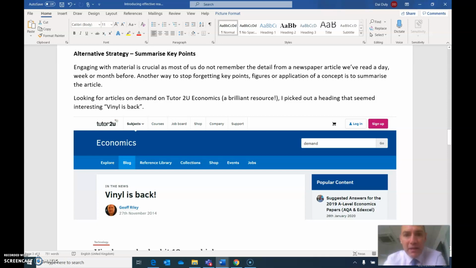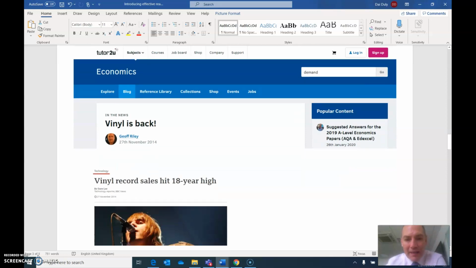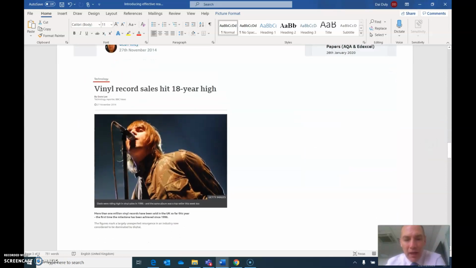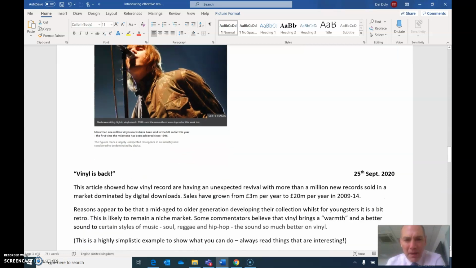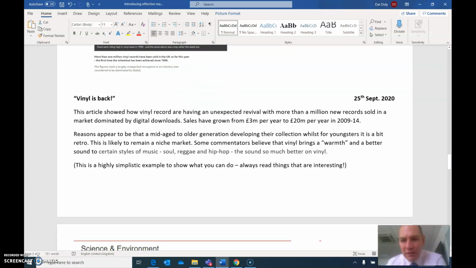I don't think this is as effective, but some of you might like this. And you find an article, in this one, vinyl is back. So it sounds interesting. Why are people buying vinyl records? And you can see I put in the heading on the left hand side, I put the date on the right hand side, and then I've gone into the article and then I've summarized. Obviously this is a very small article and paragraph, and I've done it just for simplicity to show you guys, but in terms of this, why is it having an unexpected comeback?